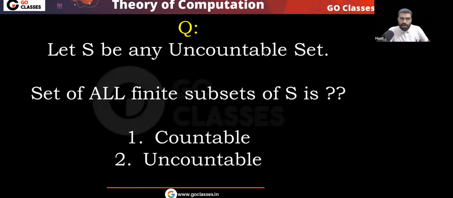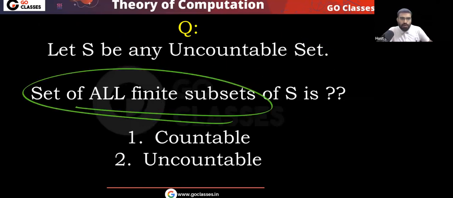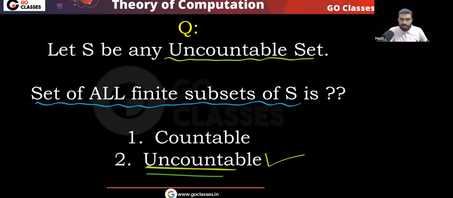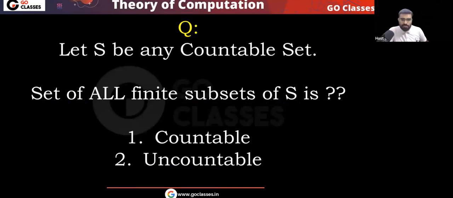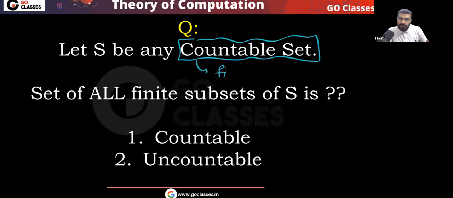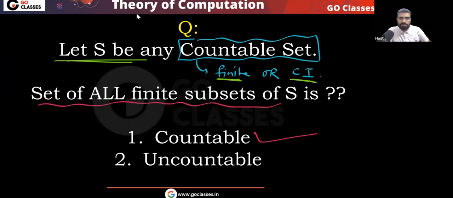Is this clear? So if S is an uncountable set, then the set of all finite subsets of S also will be uncountable. Very simple. Now tell me the answer for this question. S is a countable set. We have already seen this, but it is important. S can be finite or countably infinite. So if S is any countable set, finite or countably infinite, then the set of all finite subsets of S will be countable.